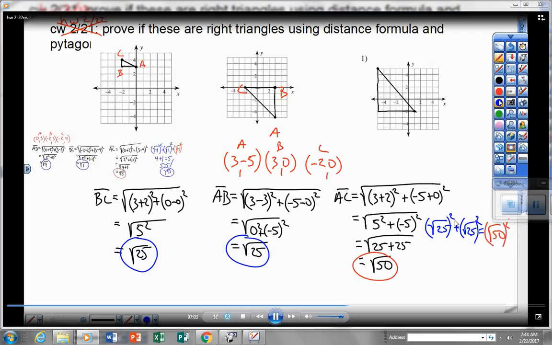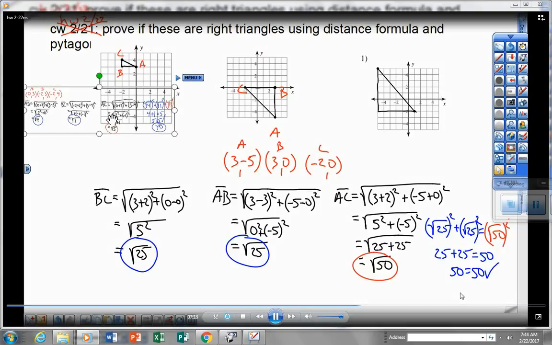Remember, square rooting something squared, those are inverse operations, and that just leaves me 25 plus 25 equals 50. That is a true statement. Make sure you write yes. I will write yes at the end. Yes, that is a true statement. You got to tell me yes or no to get full credit.